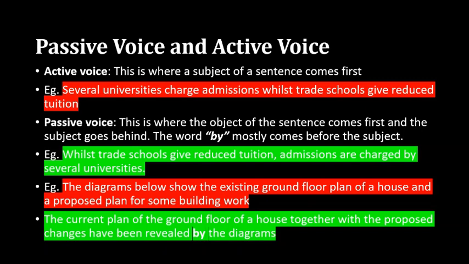Now, looking at the passive voice, it is where an object, the object of the sentence... So over here you have the object, which is the trade schools, and the subject is what? Several what? Universities. Okay. So passive voice is where the object of the sentence comes first, and the subject goes behind. The subject will go behind, and it mostly utilizes the word "by," which comes right before the subject.